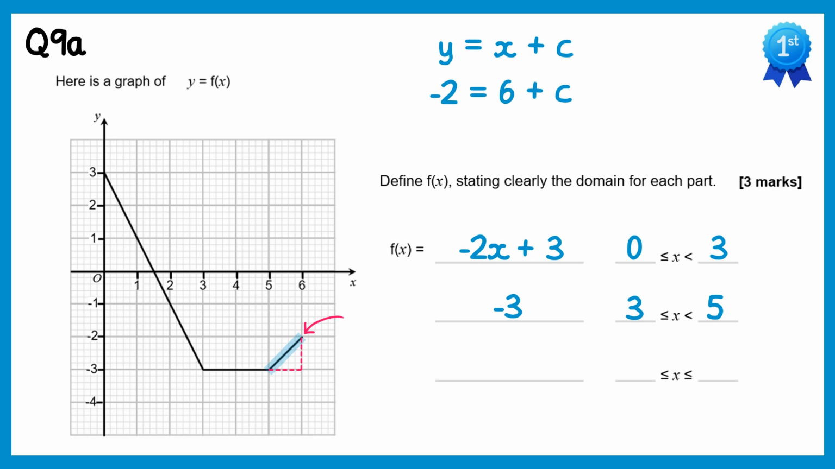If you now take away 6 from both sides, you find that c is -8. So this final section of the graph is 1x minus 8. And it's for x values from 5 to 6. And that's our completed function.